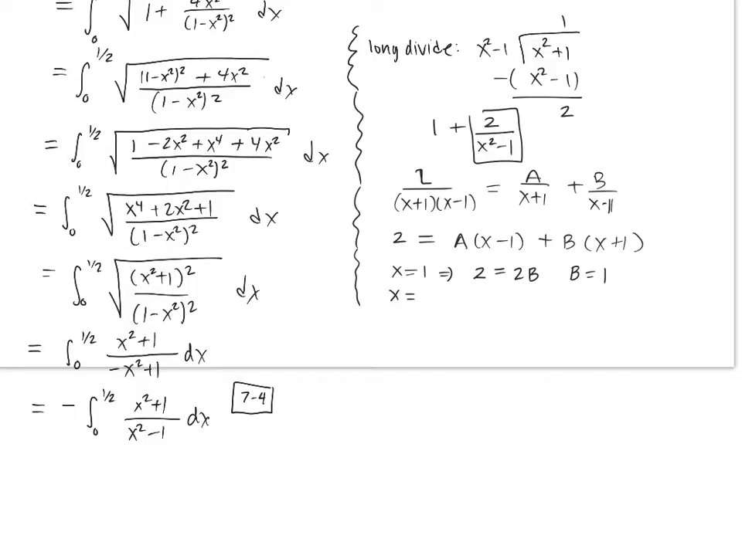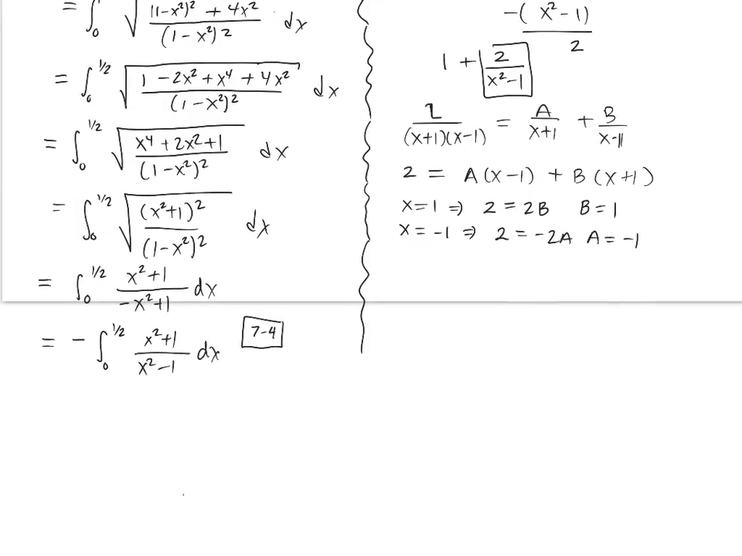And what's the other number you plug in? Negative 1. And you get 2 equals negative 2a, therefore a is negative 1. What do you do with that afterwards? Don't lose that negative sign. And we're back over outside, 0 to a half. We have 1 plus negative 1 over x plus 1 plus 1 over x minus 1. Does everyone agree with that?